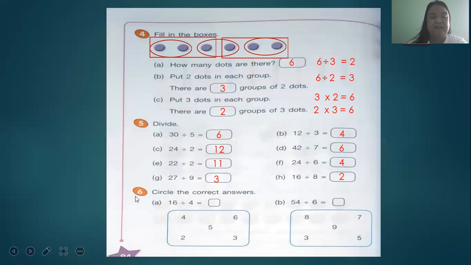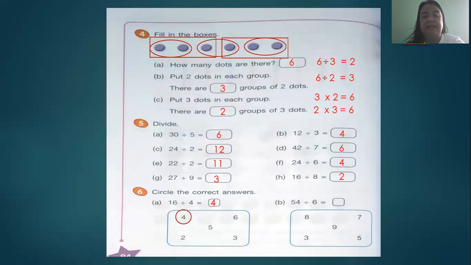Very good. So now number 6. Circle the correct answers. 16 divided by 4 equals what number? So what number you can multiply by 4? The answer is 16. Is it 4 times 4, 2 times 4, 5 times 4, 6 times 4, or 3 times 4? Very good. 4. So 4 times 4 is equal to 16. So, for example, 16 divided by 4 is equal to 4. Or in multiplication, 4 times 4 is equal to 16.